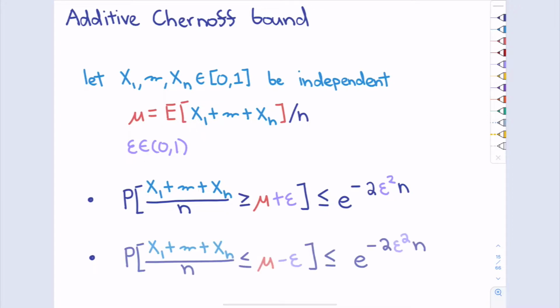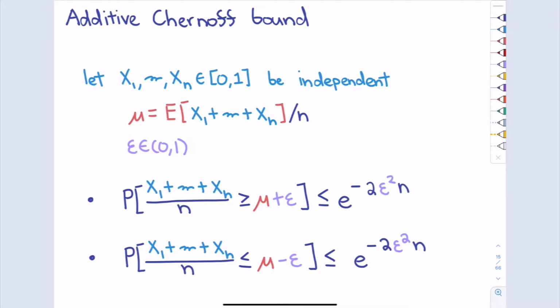The opposite one is essentially the same, which is that the odds of being an absolute epsilon less is again e to the negative 2 epsilon squared n.